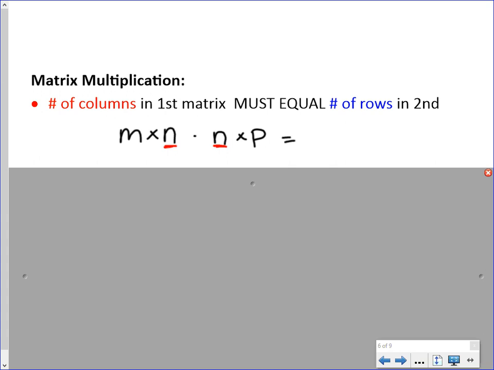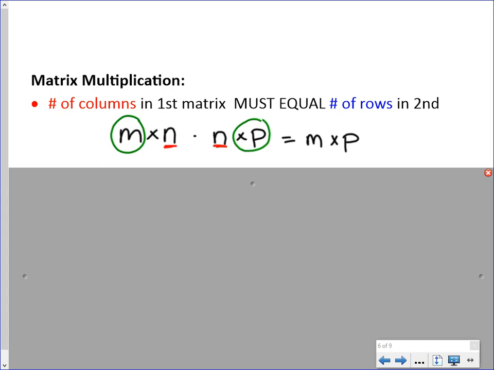Does anybody remember then, if you set that up, what is the order of your answer matrix? You take an m by n times an n by p. It's an m by p. So your answer matrix is going to be those outside numbers. And that could be really helpful for you just in terms of organizing your matrix multiplication. Like how does that work?